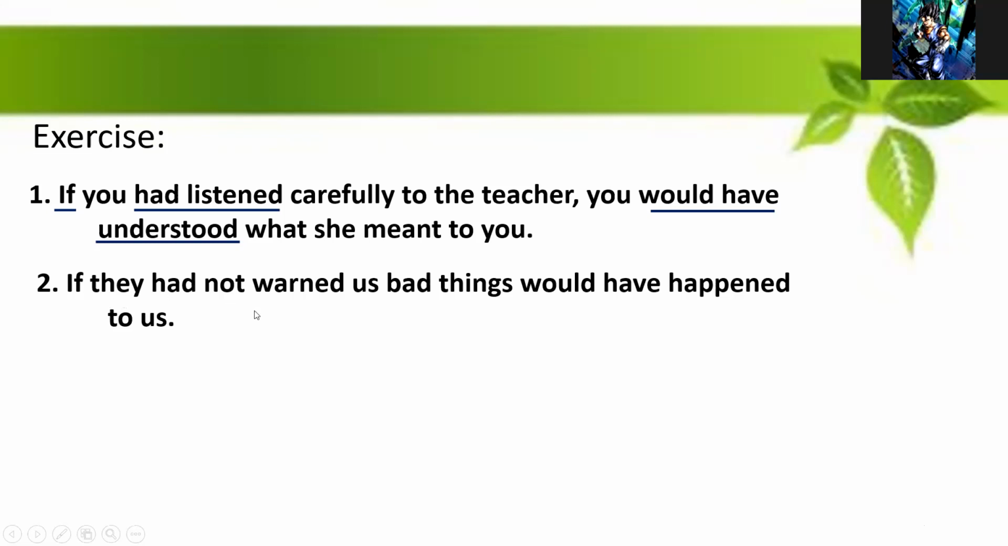If they had not warned us, bad things would have happened to us. Okay, Super Coin. What is the structure of third conditional? Okay, we have the if clause. What else? What is the past perfect tense here in the sentence? Had not warned. Very good. And what else? Would have, right? And what is the past participle? Happened. Okay, very good.